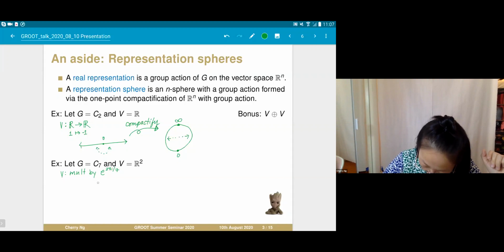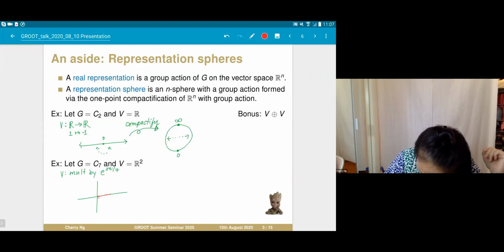So I'm going to draw a picture of what happens to the vector space. Here's a picture of R^2. And here are, oh no, I have to draw a 7-star. That's bad.